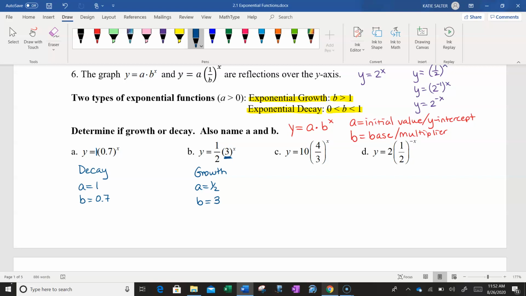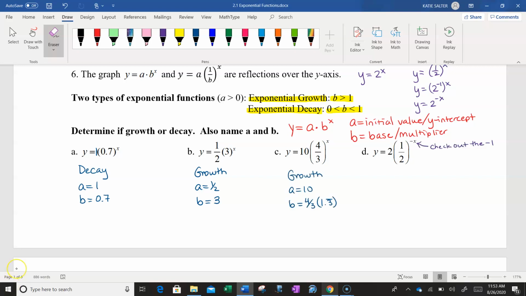Don't let that 1/2 confuse you. That 1/2 is just that vertical shrink in front. But that would make the y-intercept 1/2. All right, try the next two. Okay, C is a growth because the multiplier is 4/3, and 4/3 is a number greater than 1. That y-intercept would be 10.